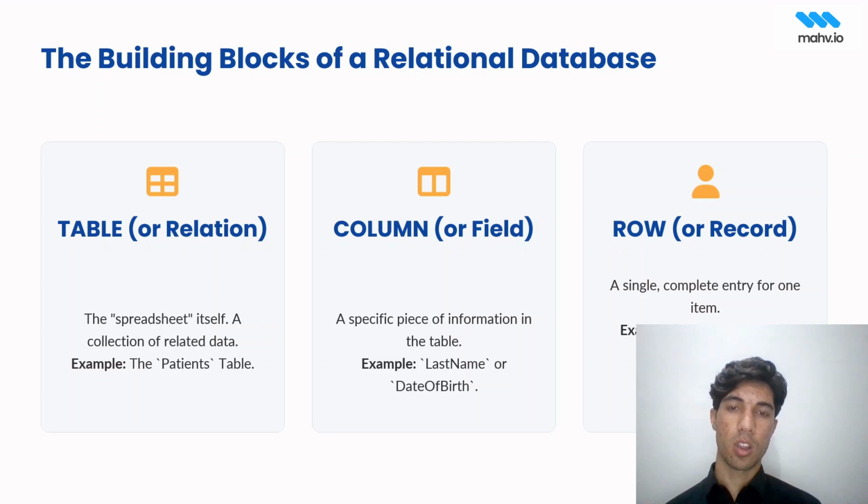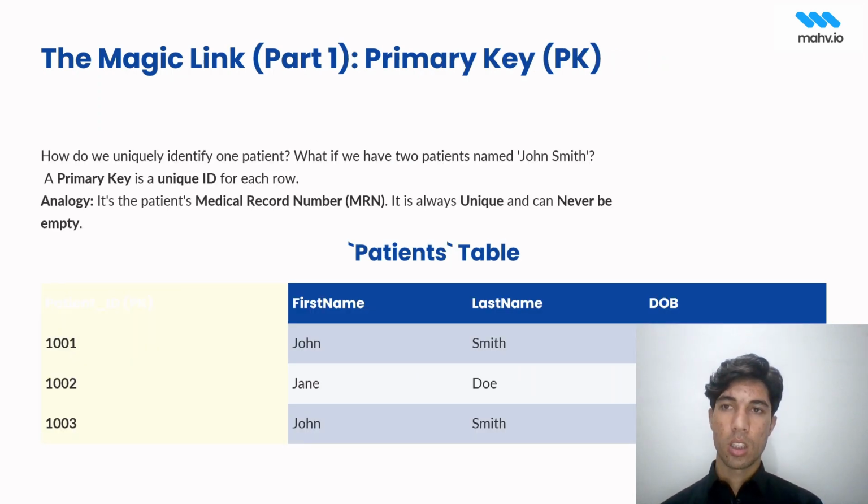Then we have a column or field, which is basically the attribute of that entity which is stored in the table. A specific piece of information in the table. For example, a patient has different attributes like first name, last name, date of birth, etc. Then we have the row. A row is a single complete entry for one item. For example, the complete information of one patient, like their first name, last name, and date of birth, all that information is called one record. So these were the building blocks of a relational database.